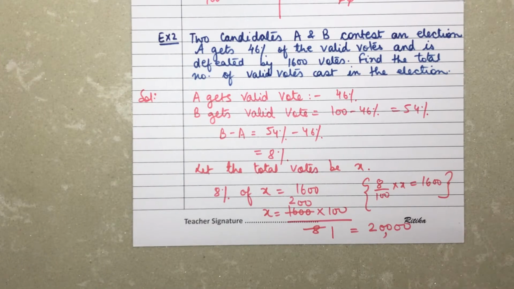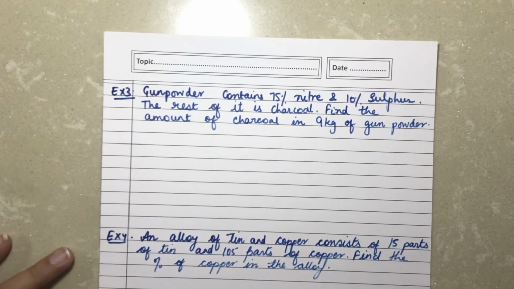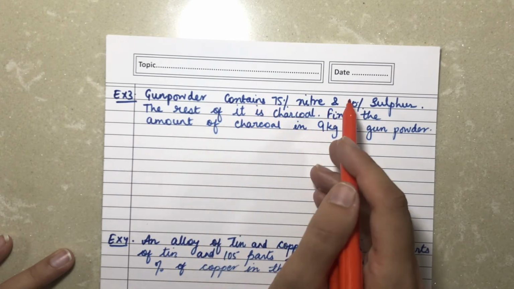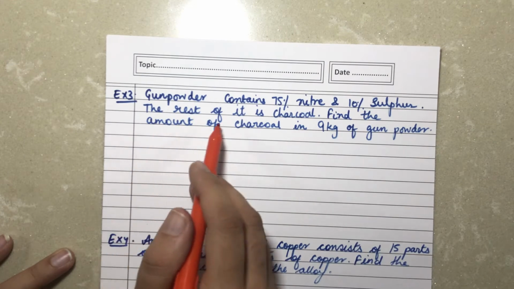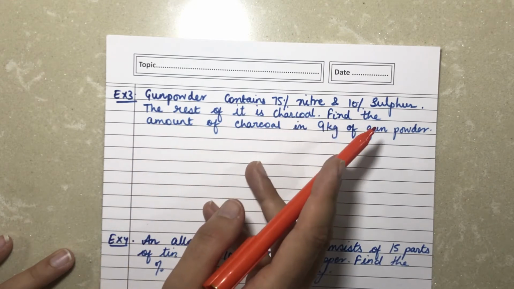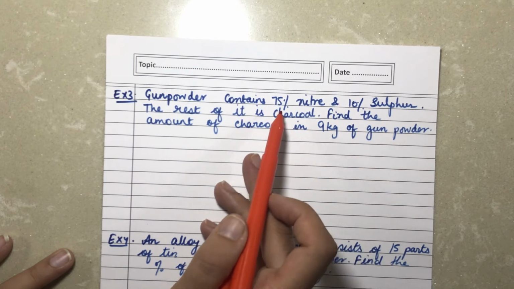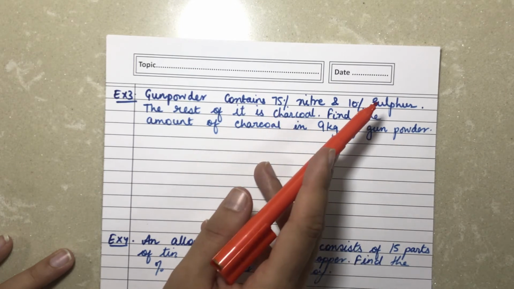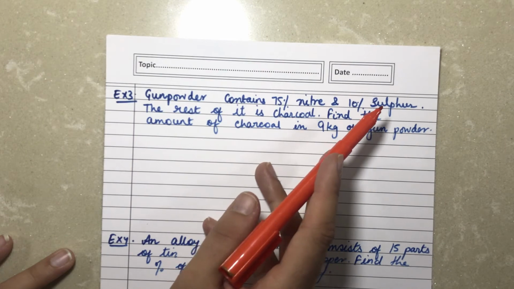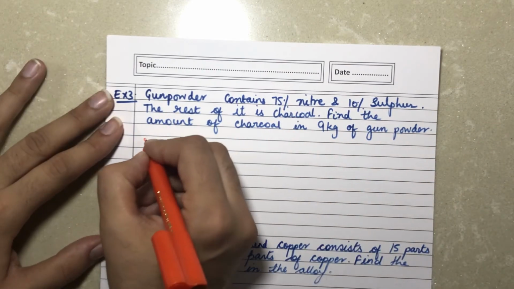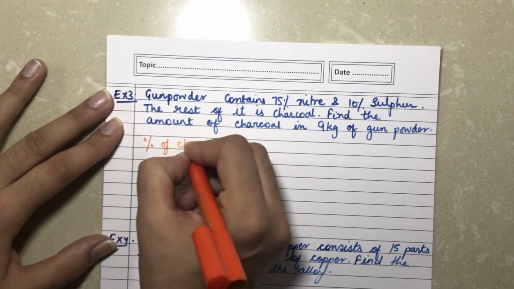Let's move on to the next question. Example number 3 says, gunpowder contains 75% of nitrate and 10% of sulfur. The rest of it is charcoal. Find the amount of charcoal in 9 kg of gunpowder. I have the percentage of nitrate, I have the percentage of sulfur. So whatever is left over is my charcoal. So let's find the percentage of charcoal first.